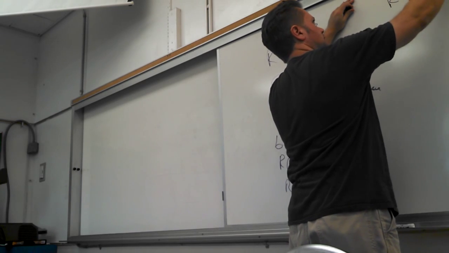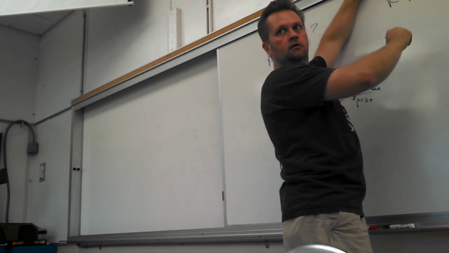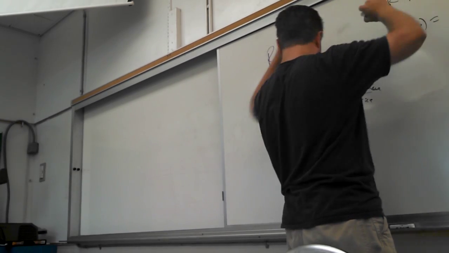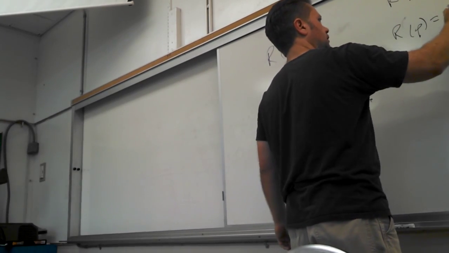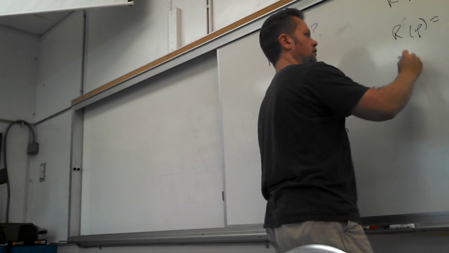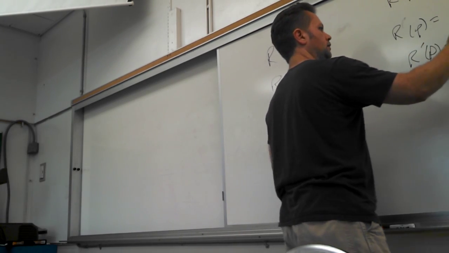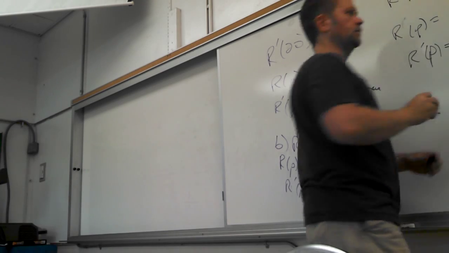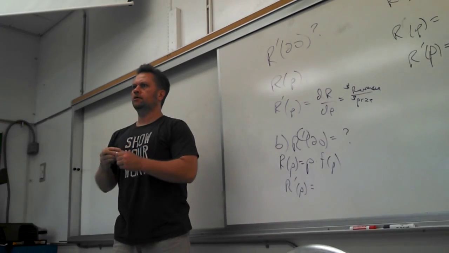Write this better for me. This is dr dp, right? All right. So r prime of p. Well, r of p was p times f of p. So r prime of p is d. All right, let me stop there for a second. Let you guys catch up.